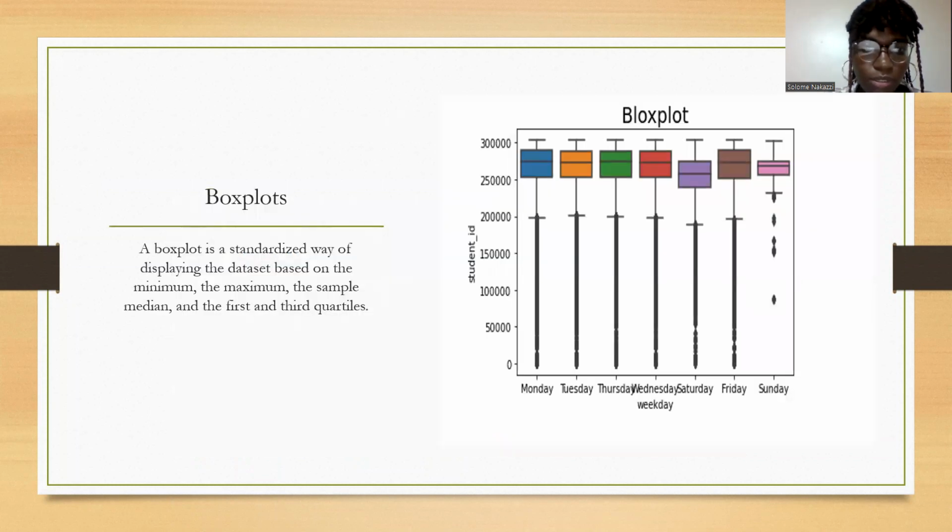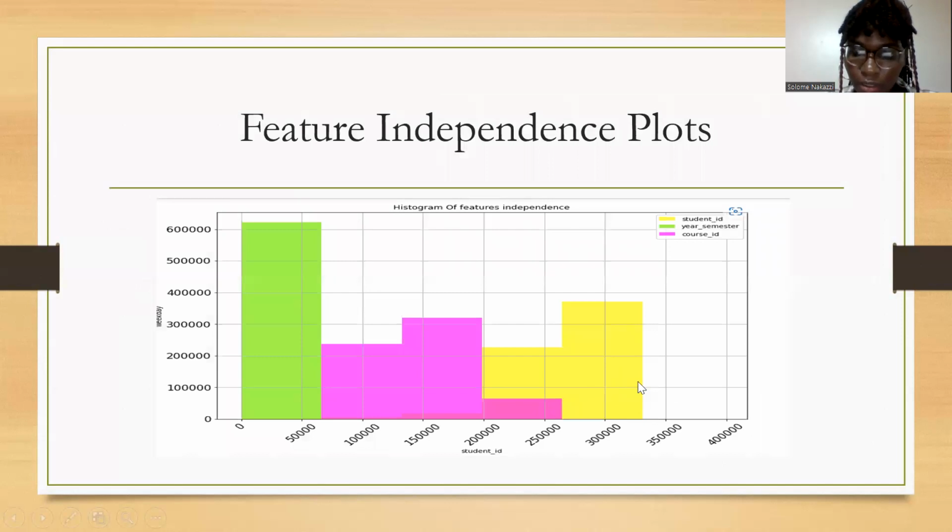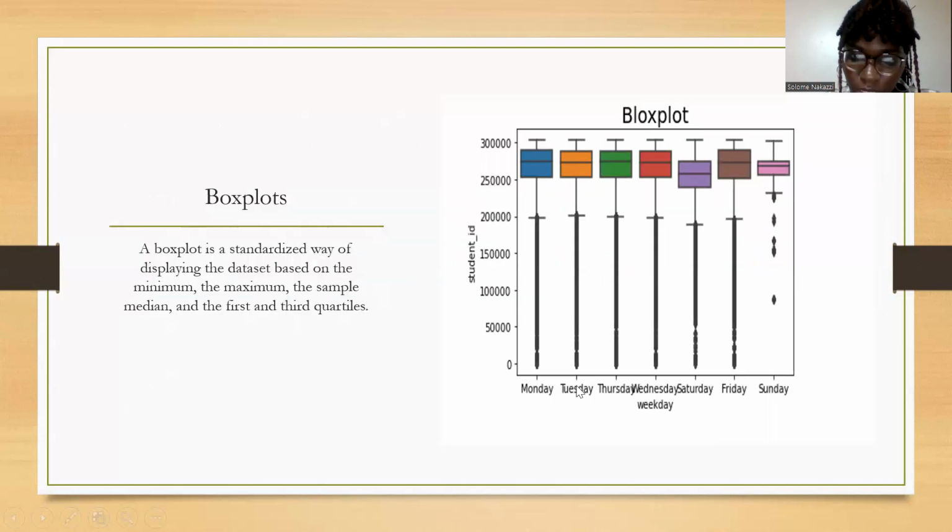So the box plots. A box plot is a standardized way of displaying the data set based on the minimum, the maximum, the sample median, and the first and the third quartiles. So here is a correlation between the days of the week, the attendance days, and the student's ID.